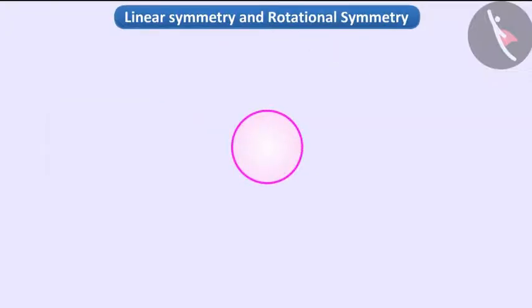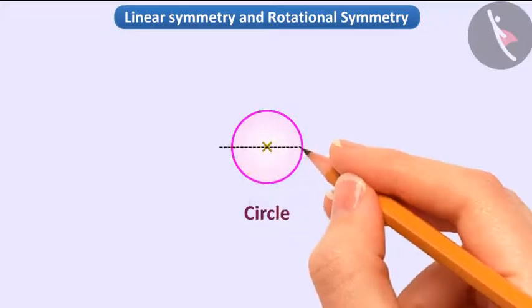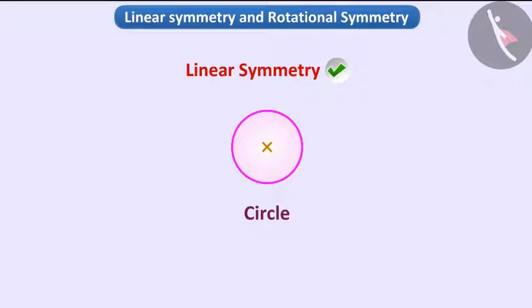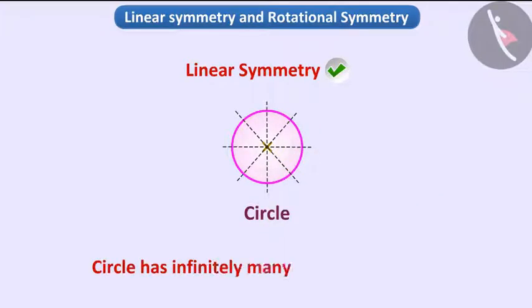Now let's talk about this shape. It is a circle. There are infinitely many points on the circle. If we draw any line from the center of the circle, then that line divides the circle into two equal parts which are mirror reflections of each other. In this way, the circle has linear symmetry. And infinitely many lines can be drawn from the center of the circle. So we can say that the circle has infinitely many symmetrical lines.